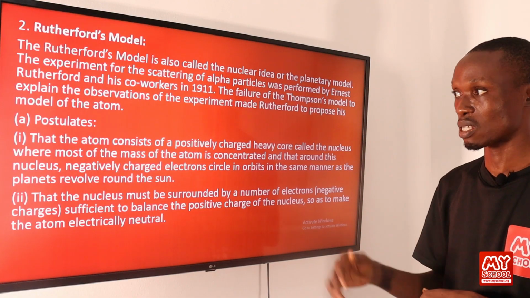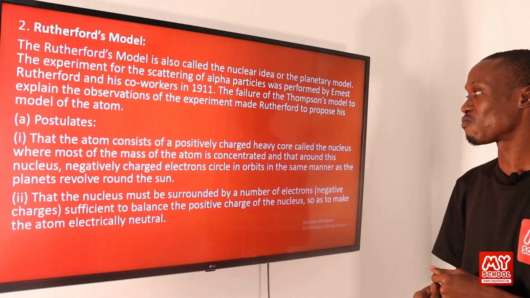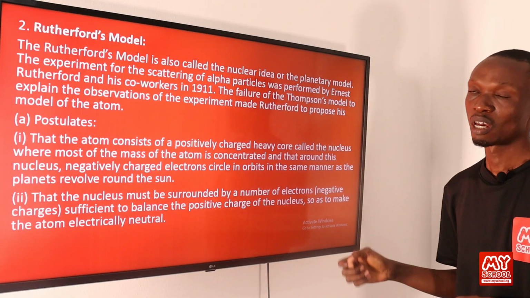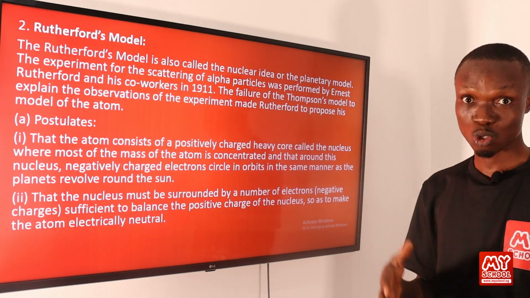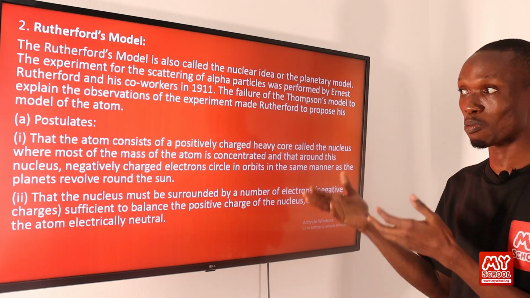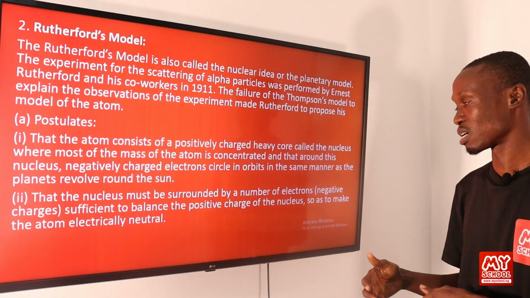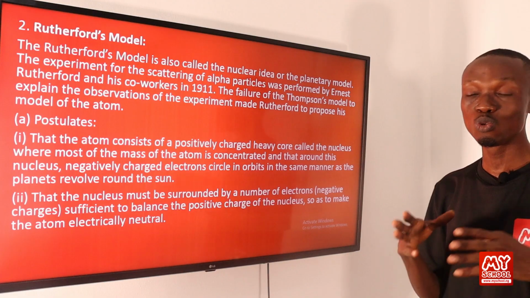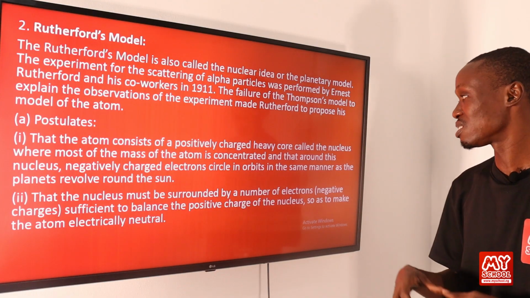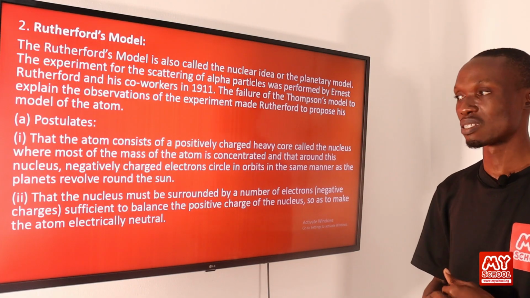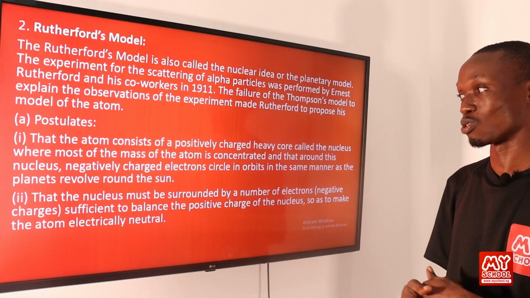According to him, the atom consists of a positively charged heavy core called the nucleus. Now remember that the proton is found in the nucleus and the protons are positively charged. Probably that's why he said this. Most of the mass of the atom is concentrated in the nucleus, and around this nucleus negatively charged electrons circle in orbit in the same manner as the planets revolve around the sun. Of course, you know that the planets revolve around the sun.